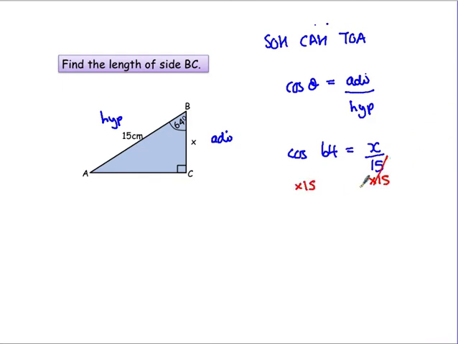That will get rid of the divide on the right hand side, and it'll leave me with x equals 15 times by the cosine of 64. So I grab my calculator, 15 times by the cosine of 64, and to one decimal place, that tells me that x equals 6.6 centimetres.